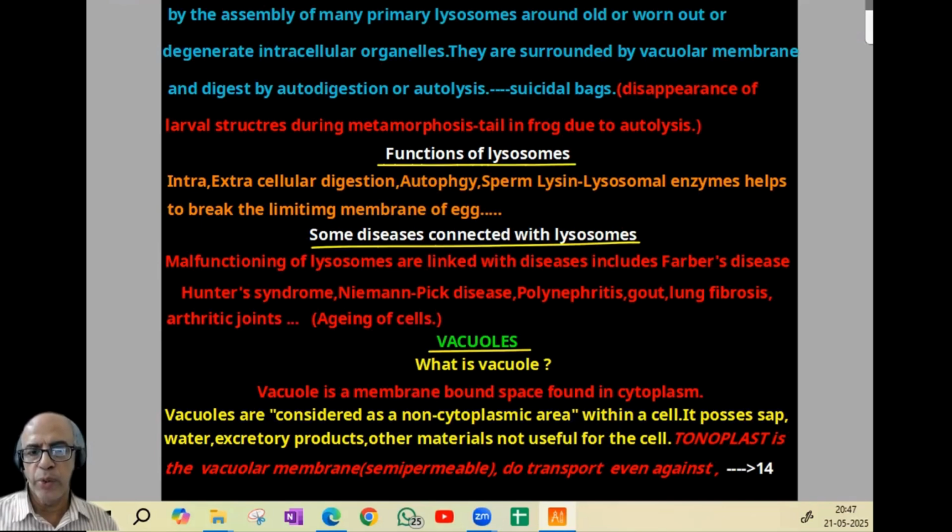It is semi-permeable, does transport even against concentration gradient into the vacuole, showing concentration in the vacuole is higher than the cytoplasm. So, tonoplast, vacuolar membrane, is semi-permeable and transports even against concentration gradient. It's an important one.